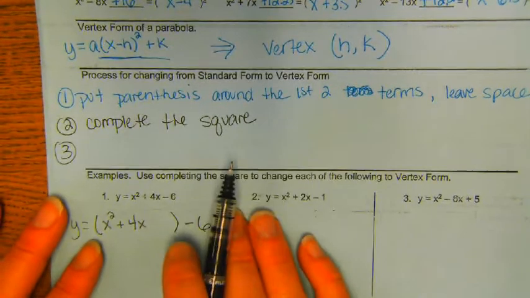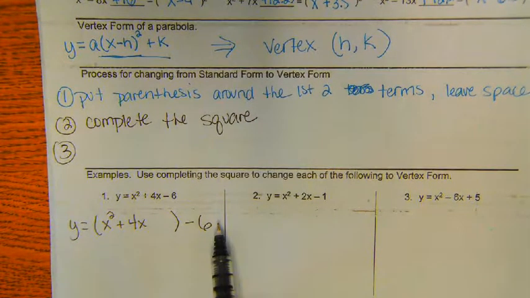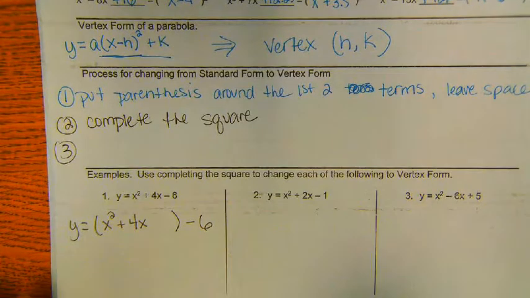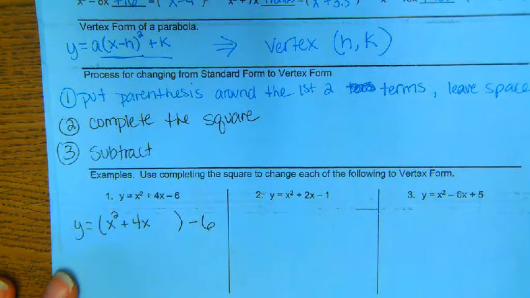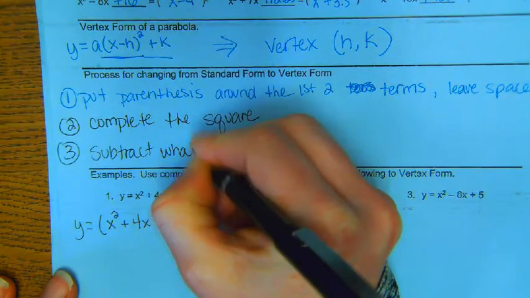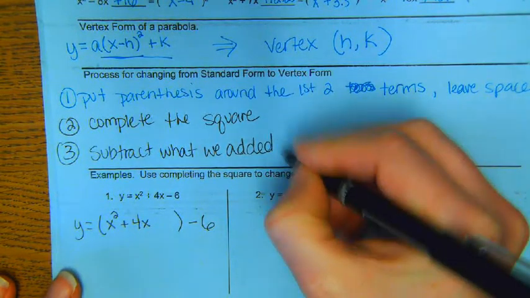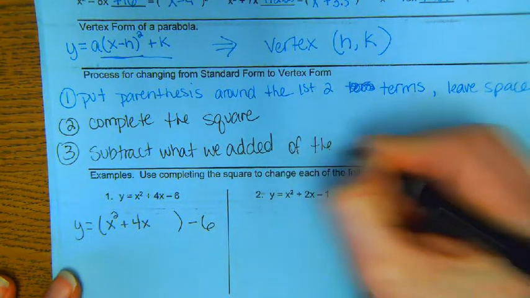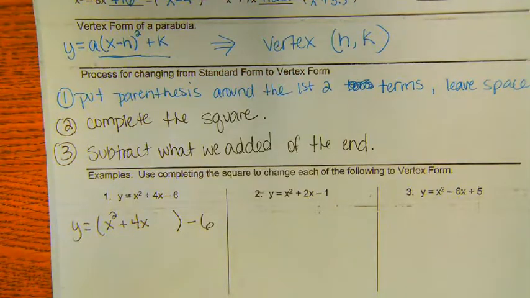When you complete the square, here's the deal. You're going to be adding something onto the parabola. We don't really want to change the parabola. So what we do is we put it in here, and we take it off the back, so we don't change the value. So what I'm going to write down is we're going to subtract what we added off the end. And we do that so we're not changing the actual value of the parabola.